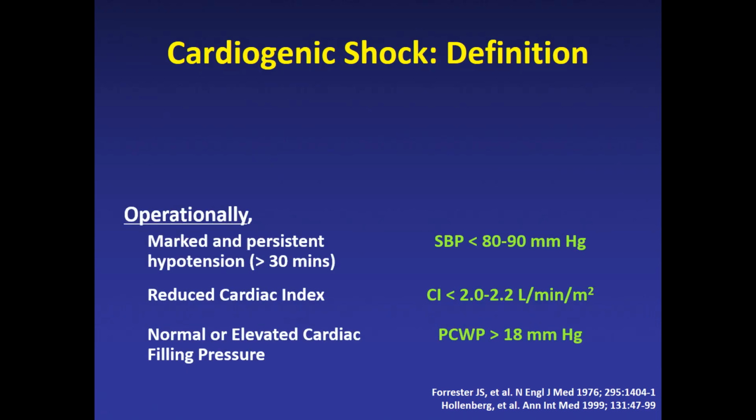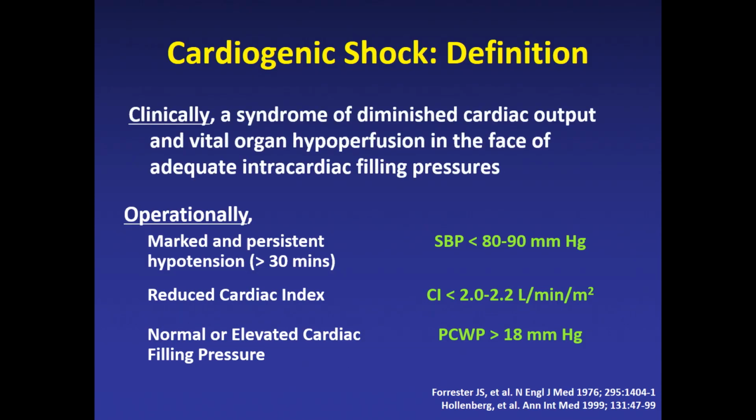It's always useful to begin with a definition, and in general, the operational definition of cardiogenic shock is the presence of marked and persistent hypotension greater than 30 minutes, and hypotension is defined typically at a systolic blood pressure threshold of 80 to 90 millimeters of mercury. If hemodynamic data is available, there's typically a reduced cardiac index, and there are normal or elevated cardiac filling pressures, often defined at a cut point of a left atrial or pulmonary capillary wedge pressure of 18 millimeters of mercury.